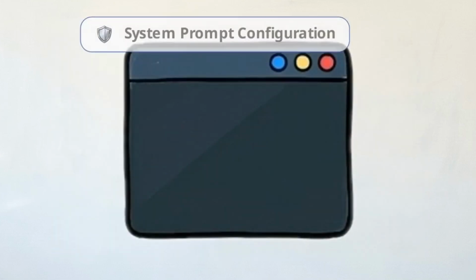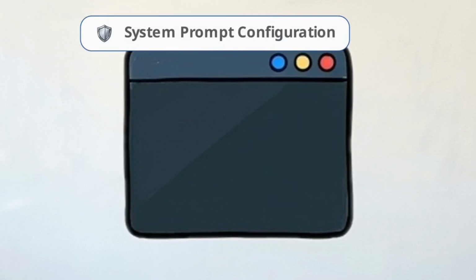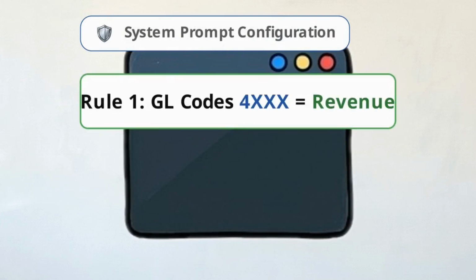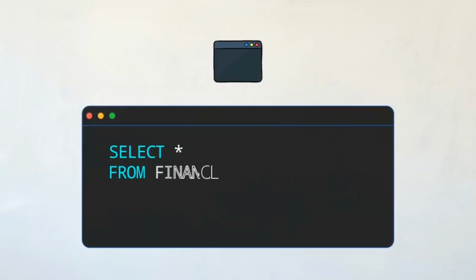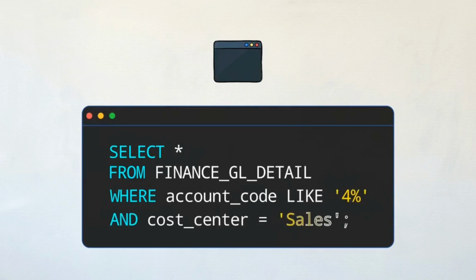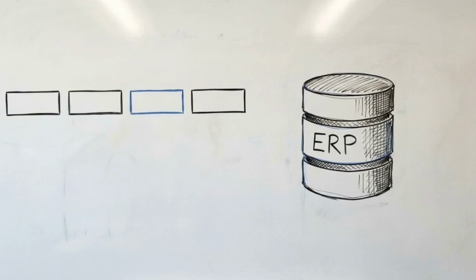Next, you provide the parameters. You explicitly tell the AI that any account code starting with a 4 is revenue and a 5 is cost of goods sold. When the AI deeply understands this structural schema, it independently generates the correct logical filters to query your records. Your confidential data stays secure inside your ERP.